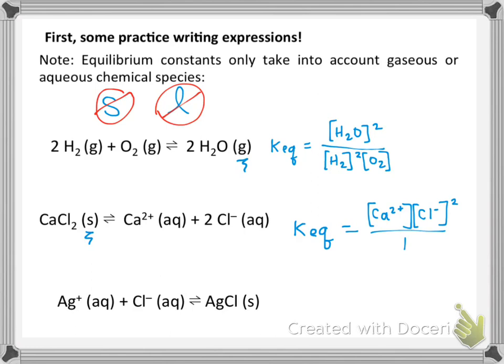Okay, and then we have the silver chloride reaction. And again, we have a solid, so we're not going to include that. We'll just say KEQ is equal to 1 for that solid, divided by the concentration of silver ions times the concentration of chloride ions. Okay, so it's not too bad to write those expressions, just make sure you slow down and pay attention to the phases and to the coefficients.